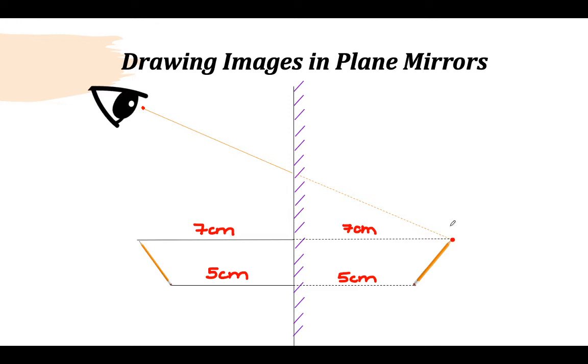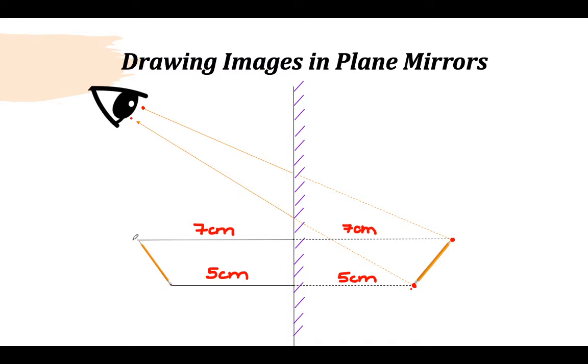I'm going to do the same with the bottom of the image and my eye, somewhere there. So I've got 2 lines here. Again, for this line, on the left side of my mirror, I've got a solid line, and then on the right side of my mirror, I've got a dotted line.